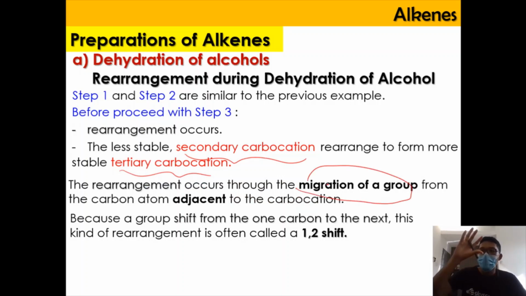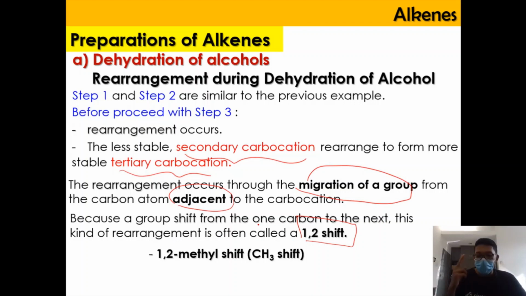So migration of the group of atoms, where the methyl will move to the carbon next to it, to the adjacent carbon atom in order to form a more stable tertiary carbocation. So because a group shifts from one carbon to the next, this kind of rearrangement is often called a 1,2 shift. Okay, so we have two types, which is the 1,2 methyl shift, which is the movement of the methyl group, or the 1,2 hydride shift, which is the hydrogen movement. So now let us focus on this part first, which is the methyl shift.